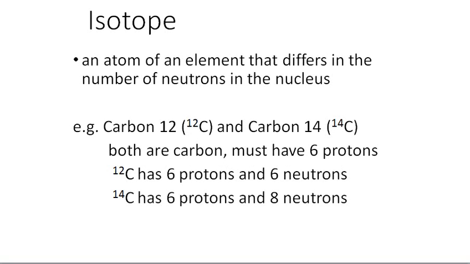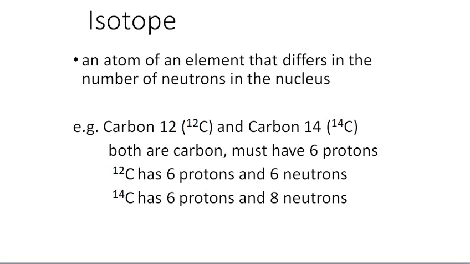All atoms of the same element must have the same number of protons in their nuclei. However, they may differ in the number of neutrons or electrons present. Atoms of an element that have a different number of neutrons are called isotopes.